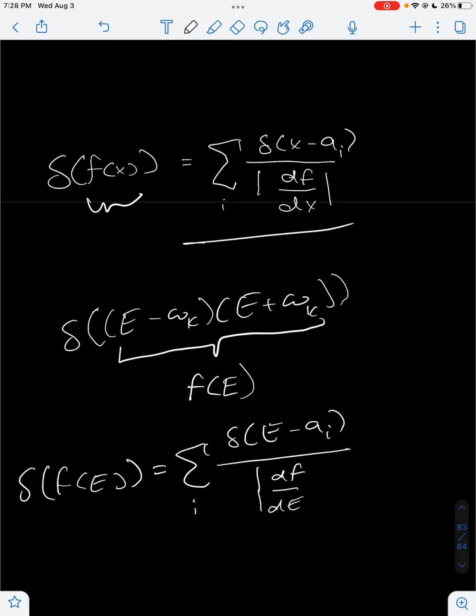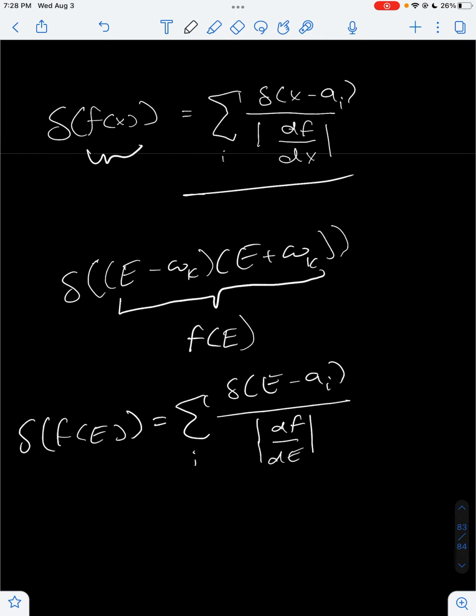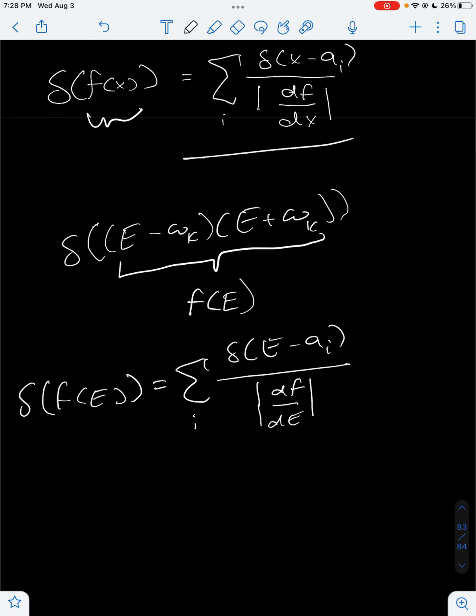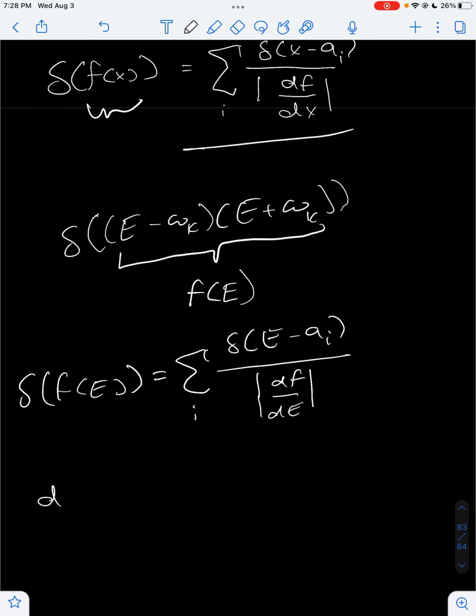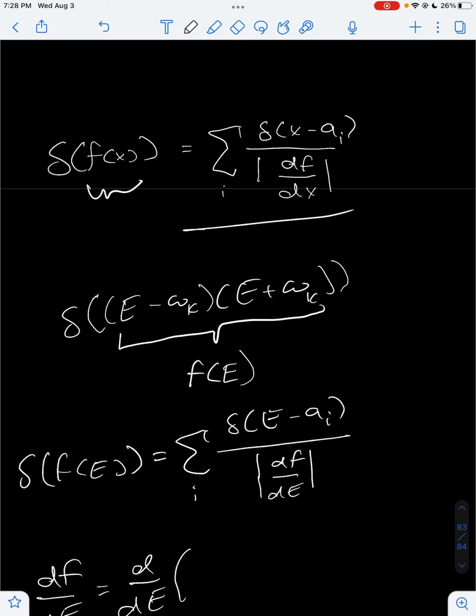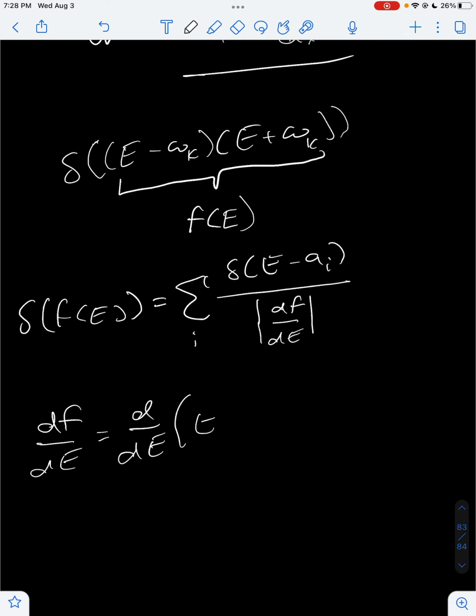Let's first evaluate what this derivative is. So df over de is going to be d over de of f. F is just this over here, which is just equal to, remember that it's just e squared minus omega.